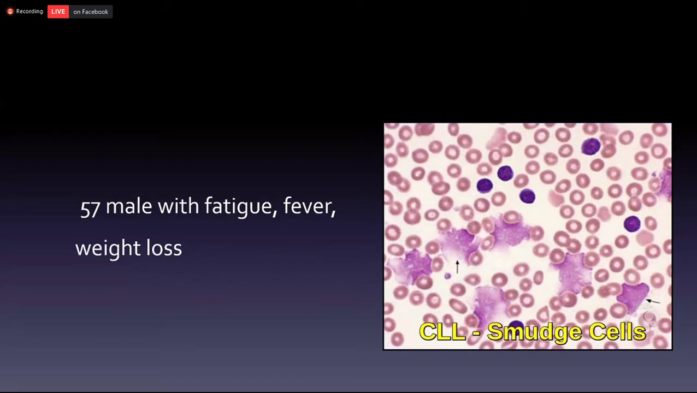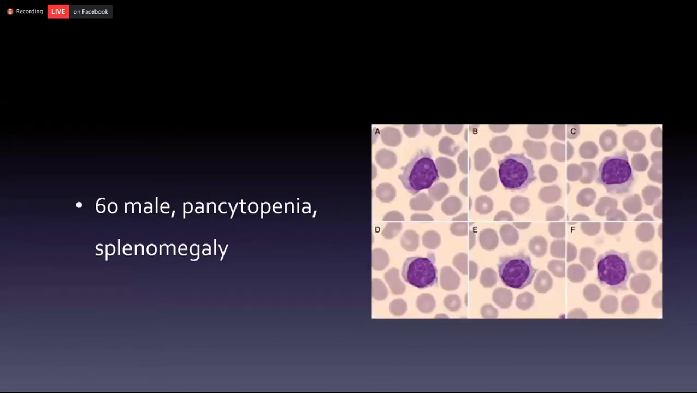A straightforward case. And again, you may have seen a lot of these small lymphocytes with high NC ratio, and in the background you do have smudge cells, another walkaway in a 57-year-old male with fatigue, fever, and weight loss. And similarly, as I already mentioned, a 60-year-old male with pancytopenia and splenomegaly, this is half of your diagnosis. You can diagnose hairy cell leukemia just on the basis of clinical history, 50%. And when you see these medium-sized cells with shaggy borders and hairy projections, you tend to have a good diagnosis.